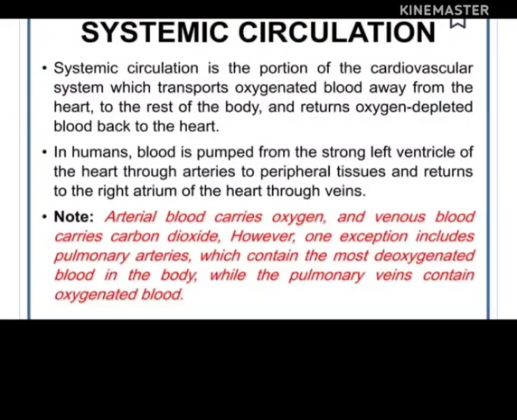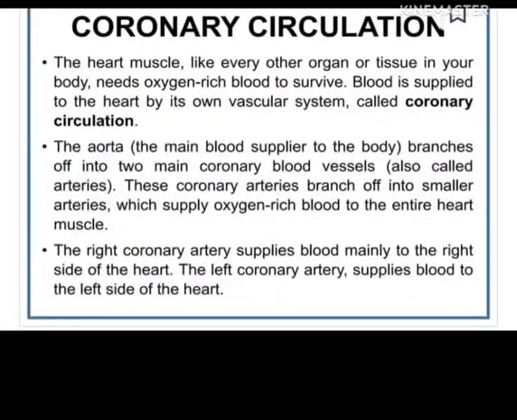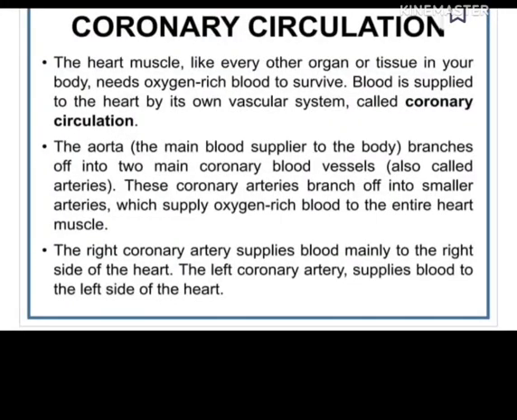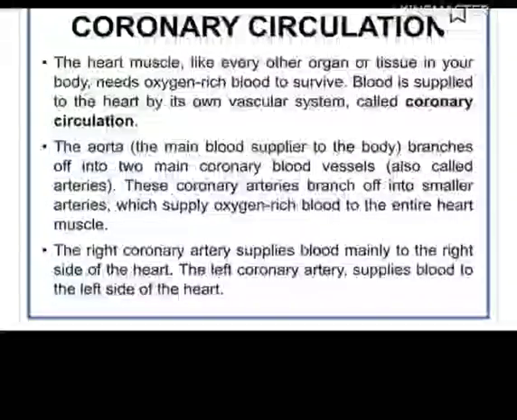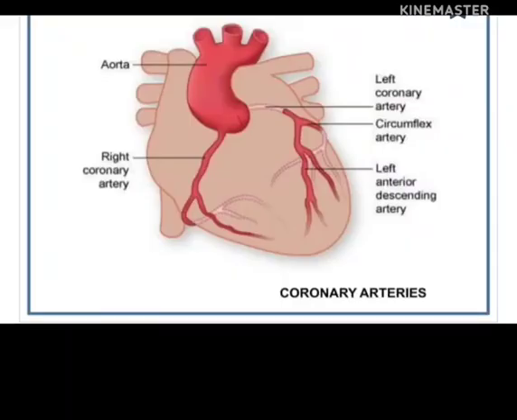Now next we'll discuss coronary circulation. The heart muscle, like every other organ or tissue in your body, needs oxygen-rich blood to survive. So blood is supplied to the heart by its own vascular system, which is called coronary circulation. Here you can see in this picture the pulmonary artery, superior vena cava, and different types of arteries, and the abdominal aorta.